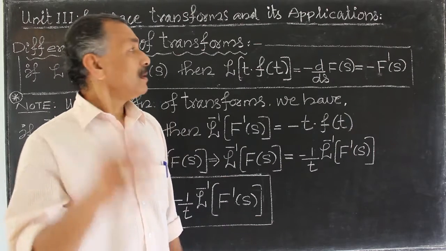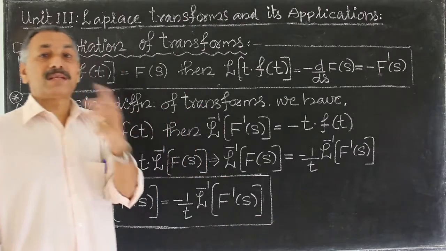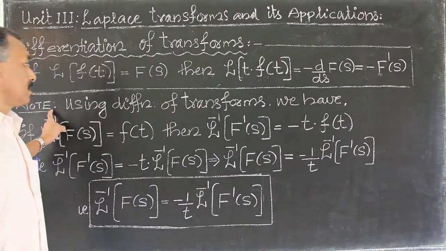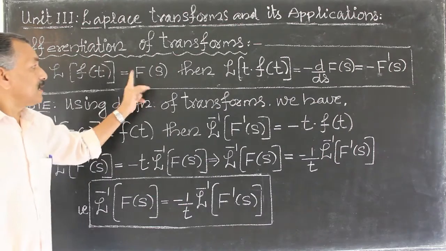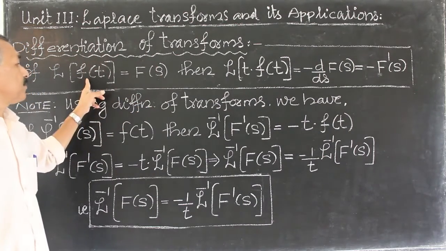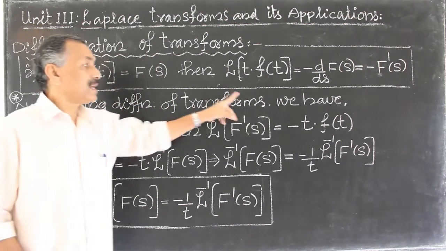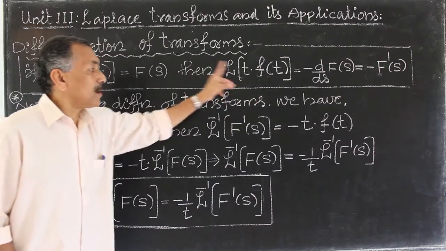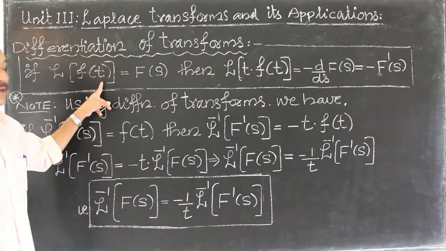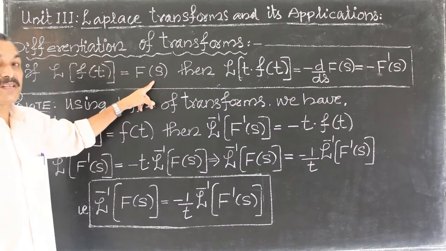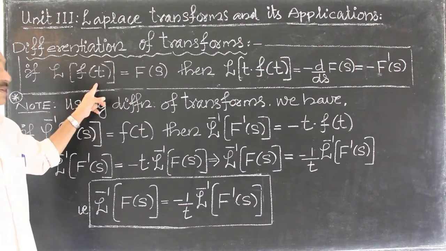Then consider another very important corollary. If L of f(t) is equal to F(s), then what is L inverse of F(s)? It is equal to f(t). Using differentiation of transforms, we have this property apply here. If L inverse of F(s) is equal to f(t), L of f(t) is equal to F(s), meaning L inverse of F(s) is equal to f(t).